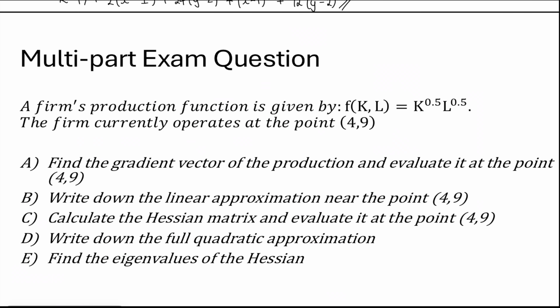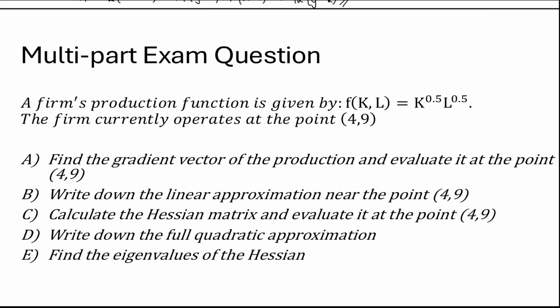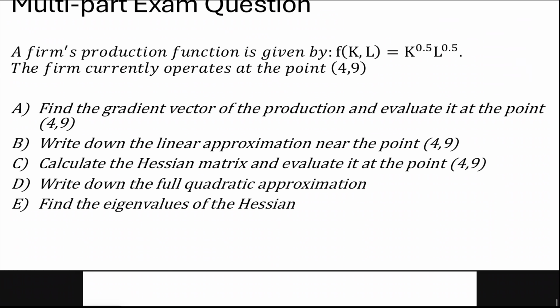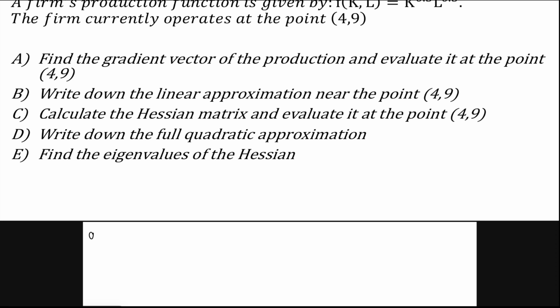Cool. If we now have a look at this multi-part question, which is something we may see in the exam, we have a firm's production function, which is given by a function with variables k and l, and is equal to k to the power of 0.5 and l to the power of 0.5, so a Cobb-Douglas function, and the firm is currently operating at the point (4, 9). Find the gradient vector of the production function, and evaluate it at the point (4, 9).